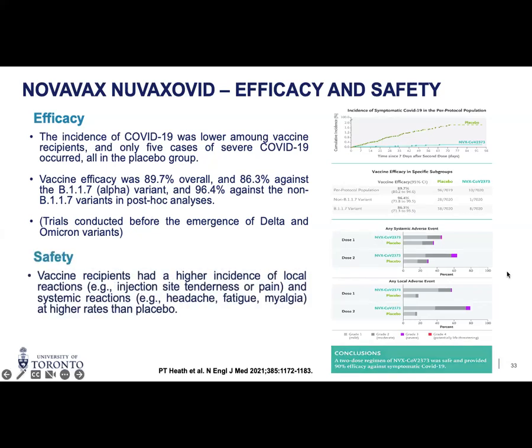So for safety, vaccine recipients had higher incidence of local reactions, such as injection site tenderness or pain, and also systemic reactions such as headache, fatigue, and myalgia, at higher rates than placebo. However, these resolved pretty quickly. So in conclusion, a 2-dose regimen of Novavax was safe and provided 90% efficacy against symptomatic COVID-19.